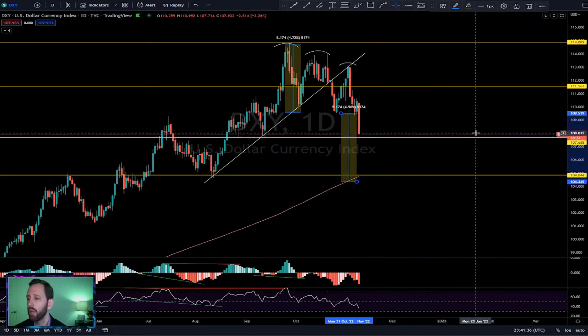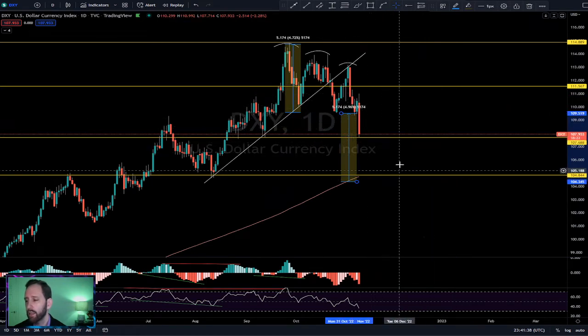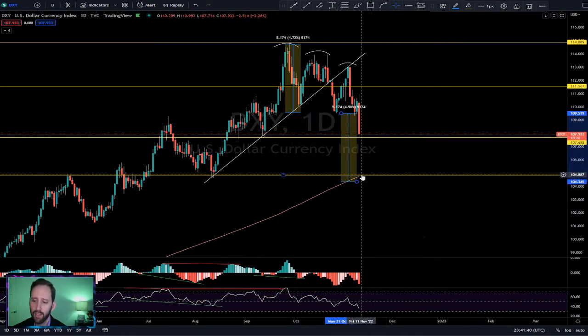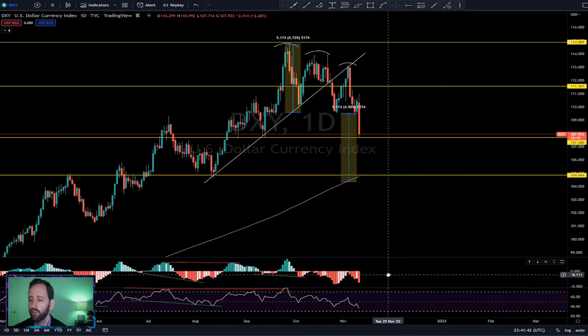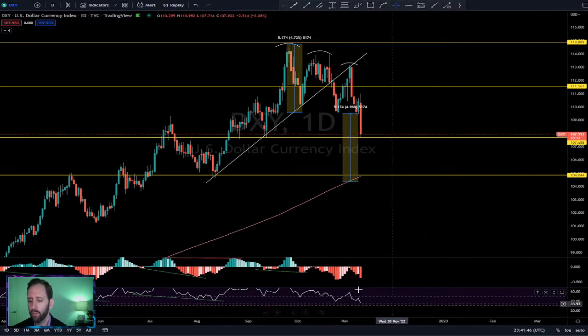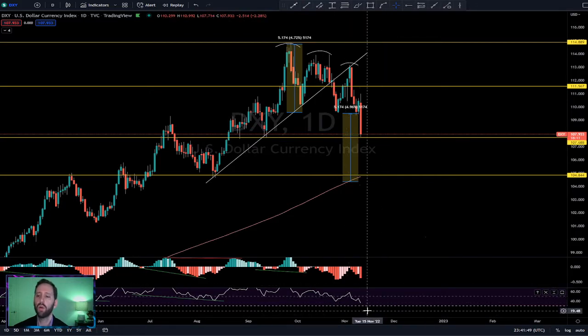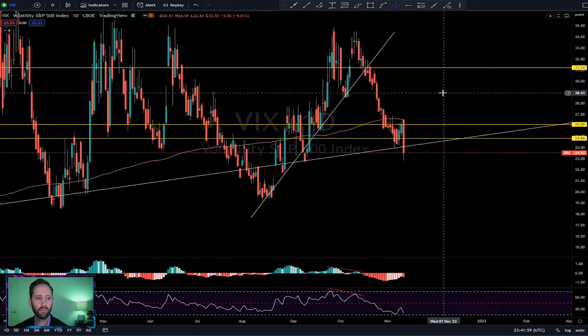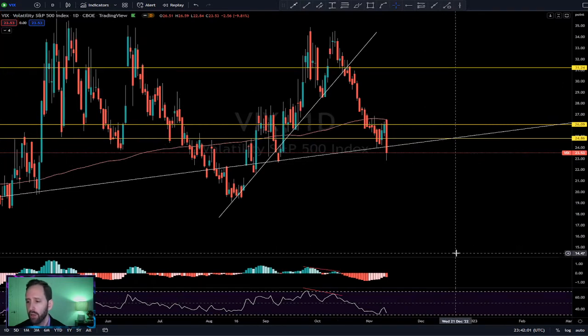So we go level by level. Break 107.68, next stop 104, next stop 200 simple moving average. You do have negative momentum continuing to build, and you are in the bearish control zone on the DXY. Get wrecked, dollar. Taking a look at the VIX on the daily, I did call this out on the Sunday recap.